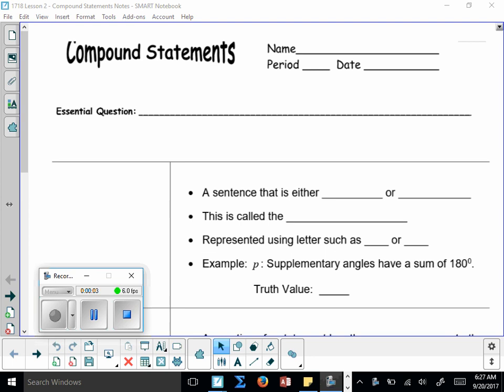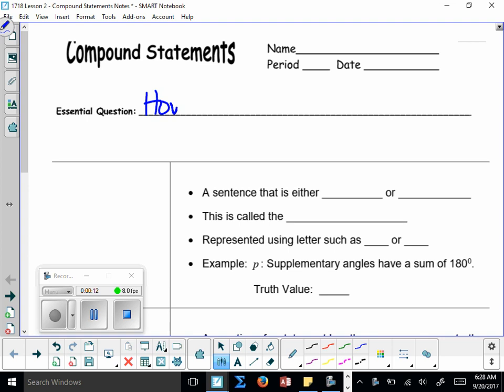Our second lesson in Unit 2 on Logic and Reasoning involves compound statements. Our essential question today is, how do I write compound statements?